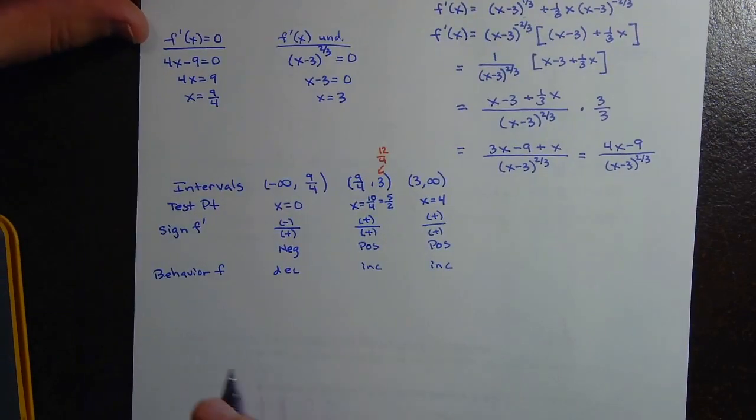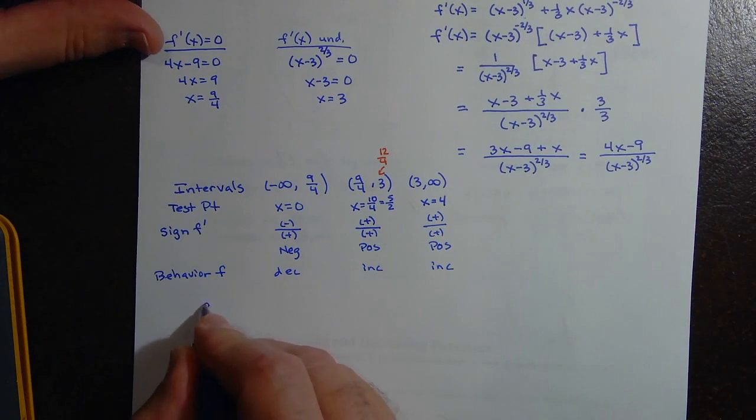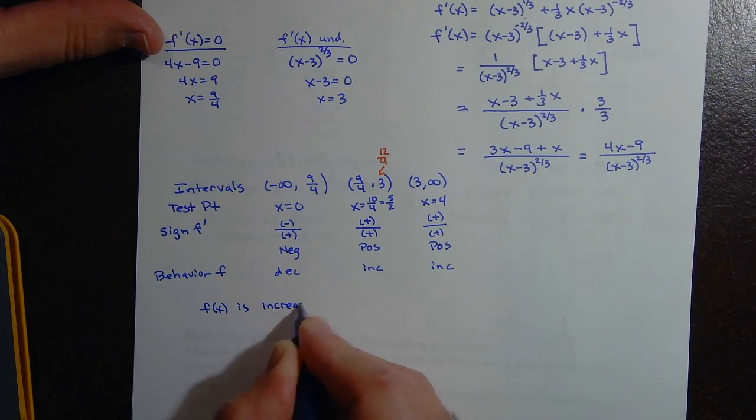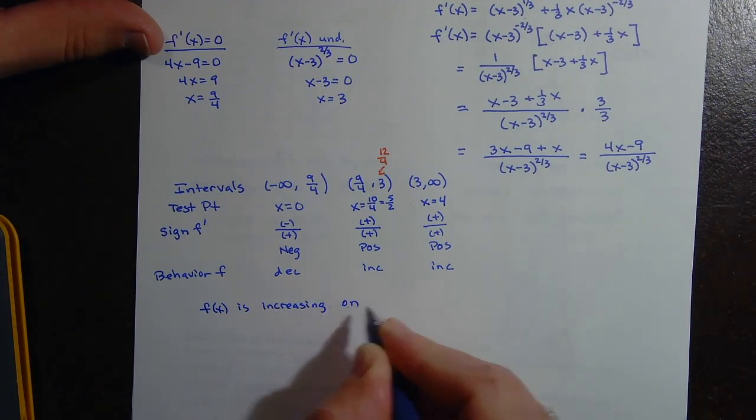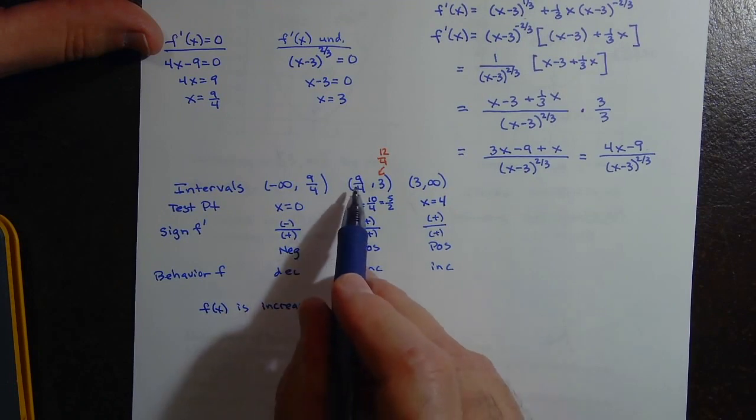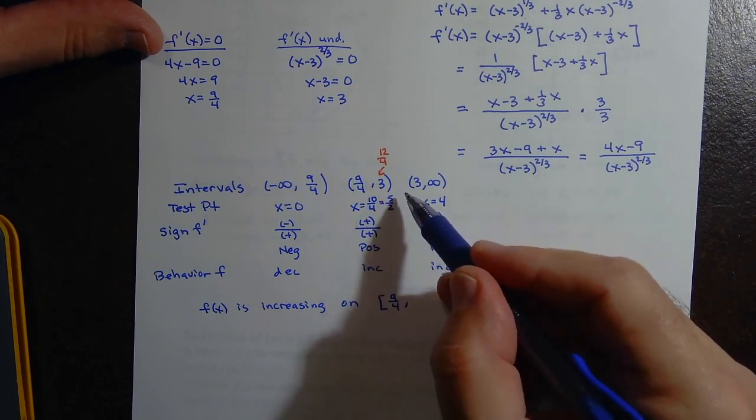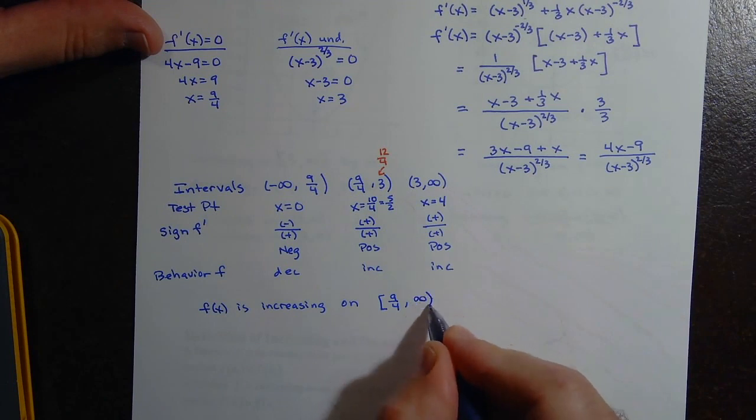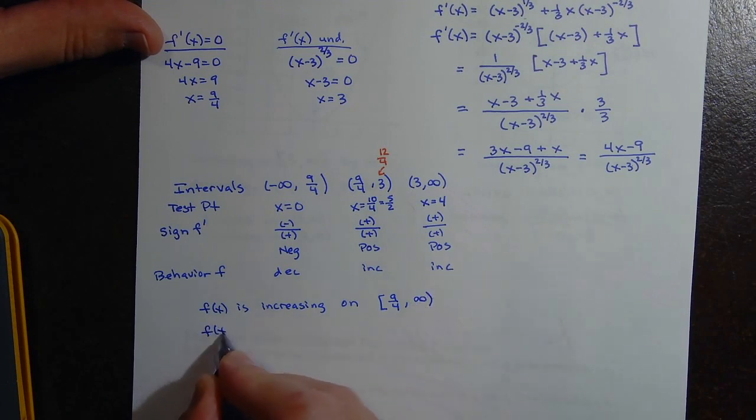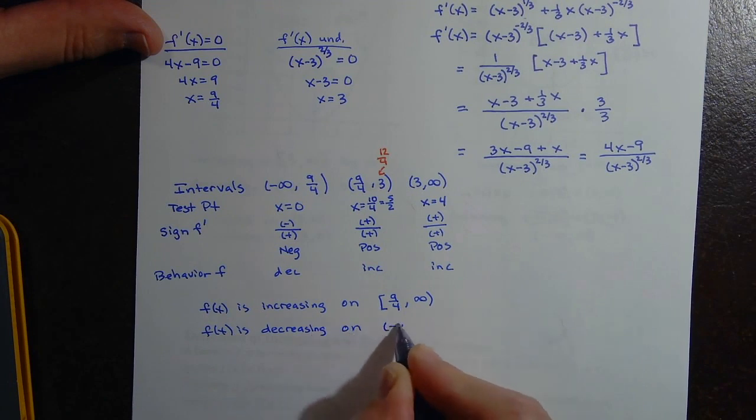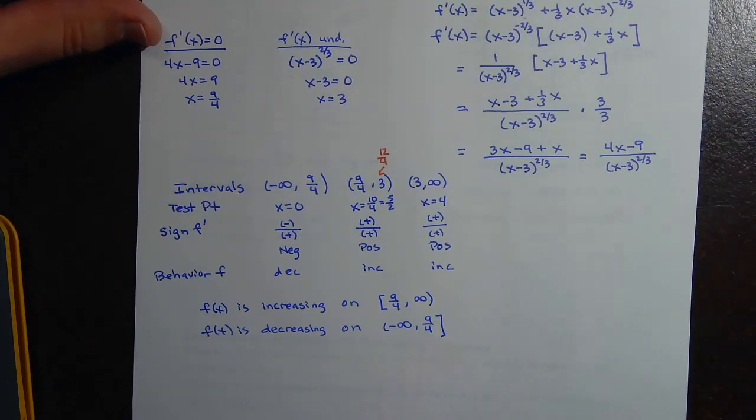All right, so what does that mean? This f of x is increasing on the interval, and we would include 9/4, and we wouldn't have a break at 3. We would go all the way to infinity. And then we would say f of x is decreasing on negative infinity to 9/4 with a bracket.